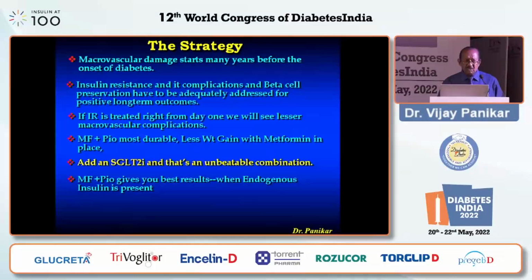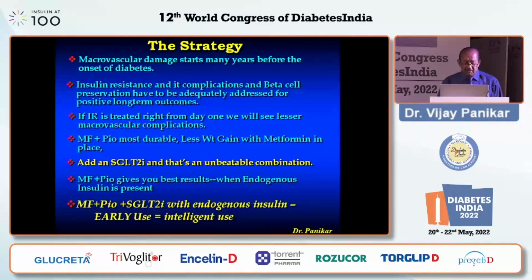So metformin and pio give you the best result when endogenous insulin is present. What does that tell you? That you have to start early. You don't start pio after 10 years of diabetes when all his beta cells are exhausted. Right from day one, the day he comes to you, unless there is a contraindication, start him on a metformin, pio and SGLT2. When endogenous insulin is present, that means early in the history of diabetes, it is early use, intelligent use.